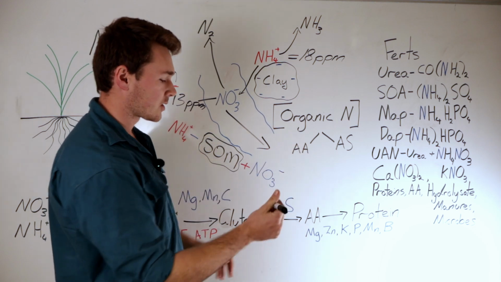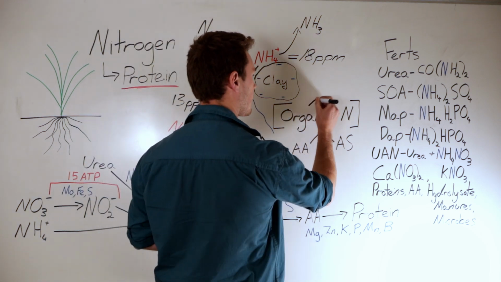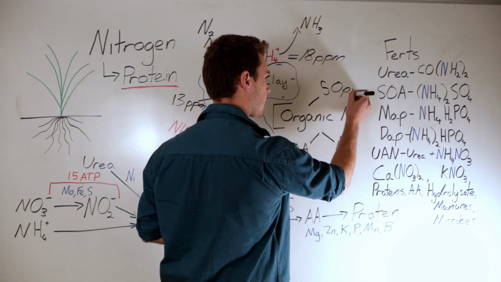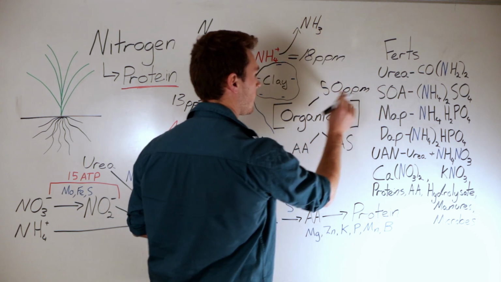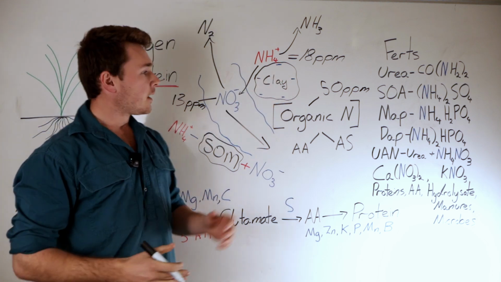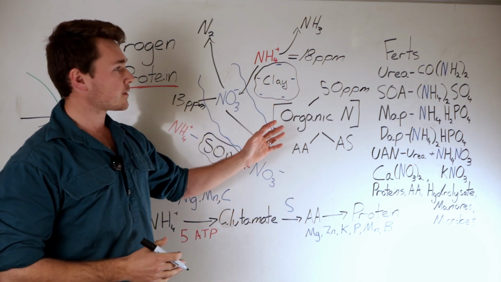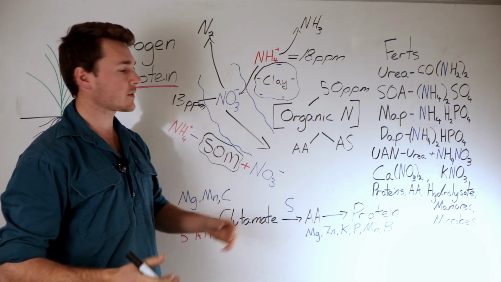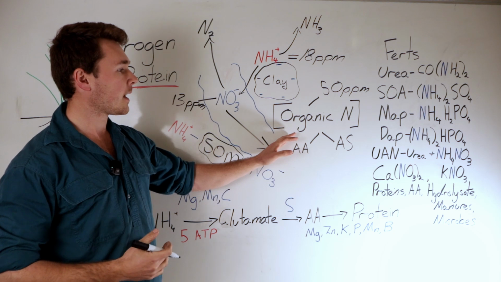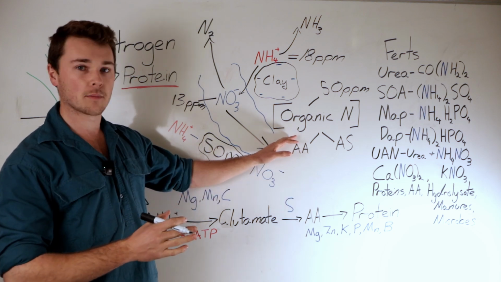And so our organic nitrogen, we want it around 50 parts per million on our soil test. And you'll see here, 50 versus 18 versus 13, we have a lot more organic nitrogen in our soil than inorganic. Now, obviously, the more organic nitrogen we can get in our soil, the better. It's better for our plants. We'll touch on that in a moment.